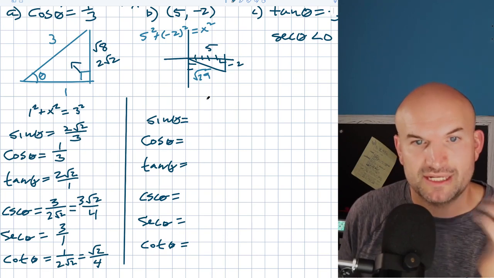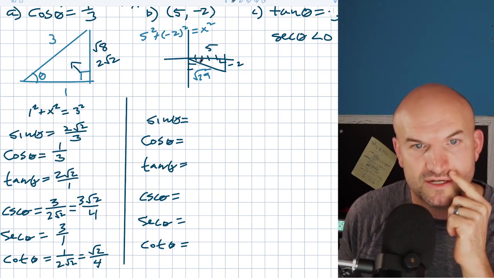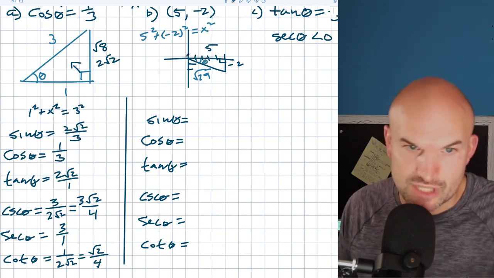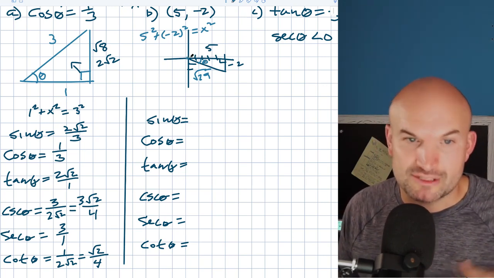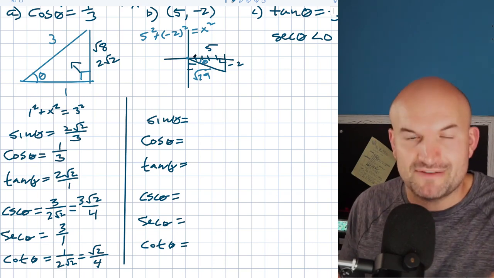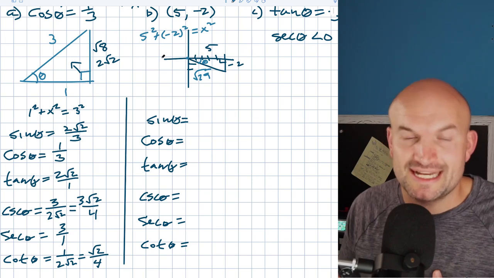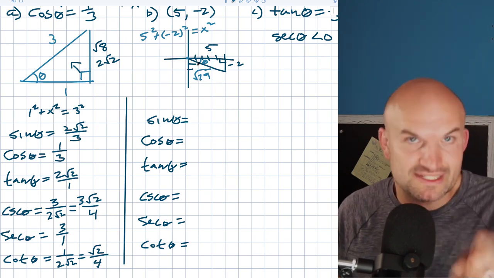Sine, remember, is opposite over hypotenuse. Another thing I want to mention is your angle is going to be what we call our central angle. So it's always going to be at this point. Make sure you draw your angle, and always make sure you have a side along the x-axis.